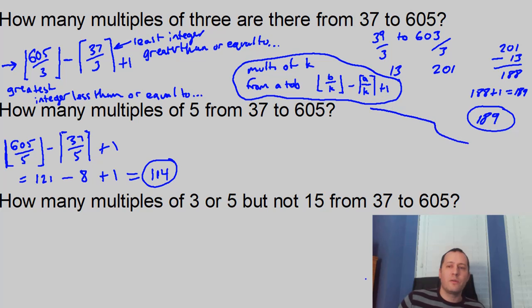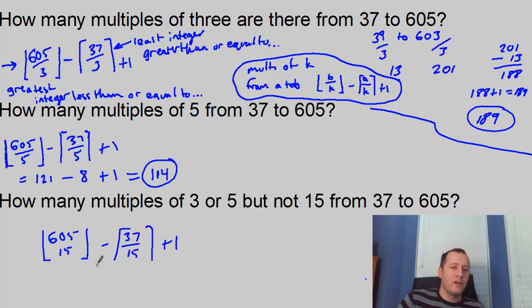Okay, so we can use the same principle down here now to find the number of multiples of 15, right? We can do 605 over 15 minus 37 over 15, round that one up, plus 1. And so let's see, 15 goes into 64 times, so it's going to go into 640 times. So that's going to be 40 and change, right? 40 and 5/15ths. But we're rounding down here because it's the greatest integer less than or equal to, so that's good.